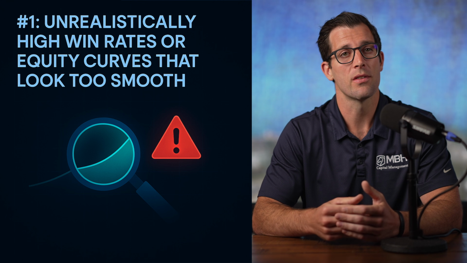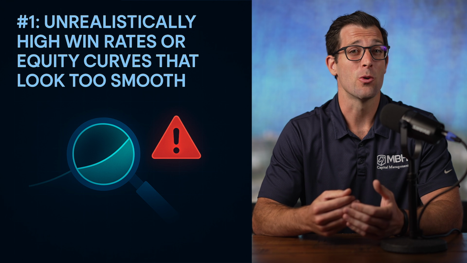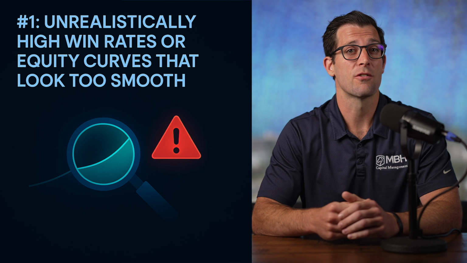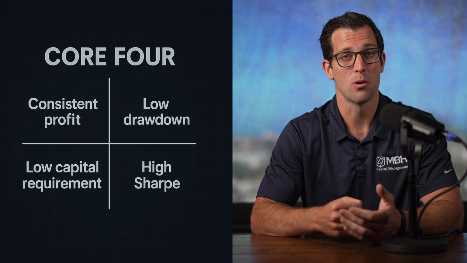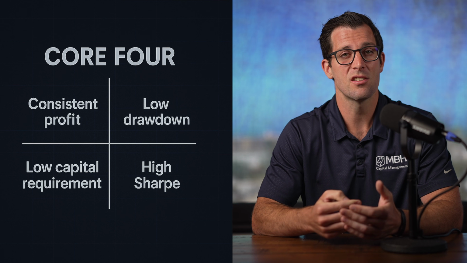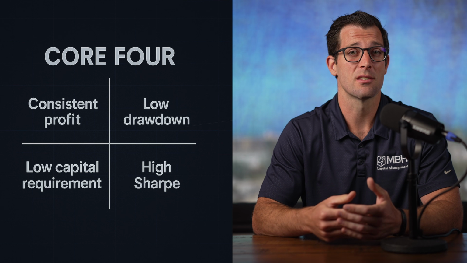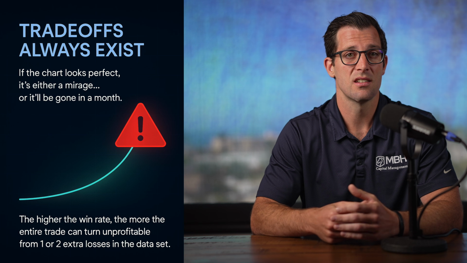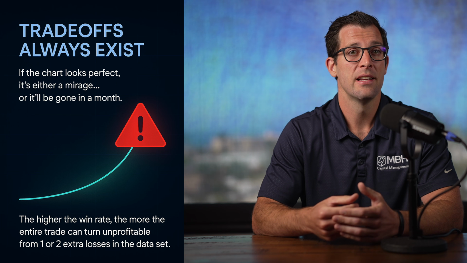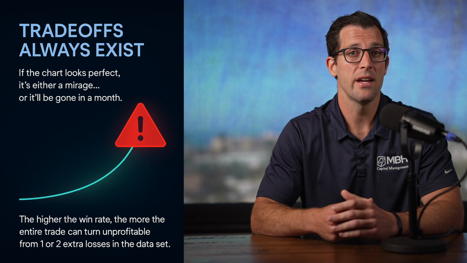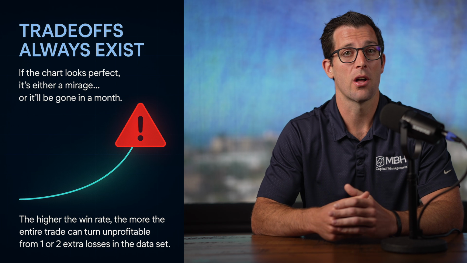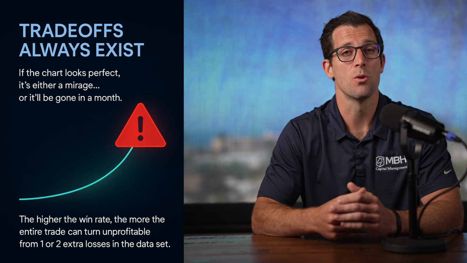I made a video on the Core 4 that you can check out, and if someone tells you they've cracked the Core 4, consistent profits, low drawdowns, low capital requirements, and high Sharpe, send it to me and I'll hire them. But seriously, trade-offs always exist. If the chart looks perfect, it's either a mirage or it'll be gone in a month. The higher the win rate, the more the entire trade can turn unprofitable for 1 or 2 additional losses in the data set.